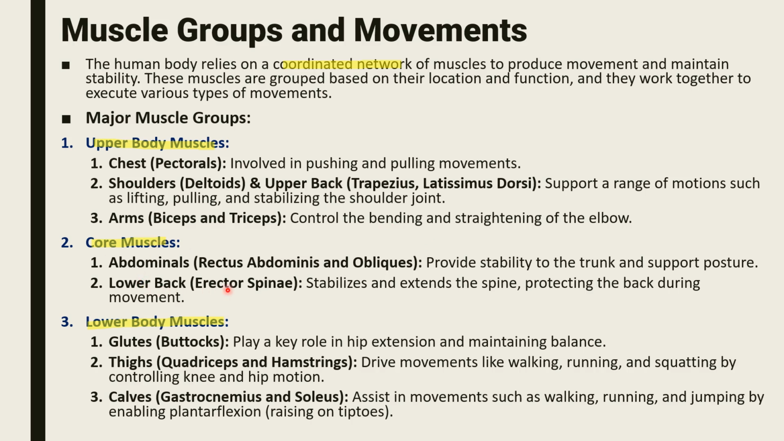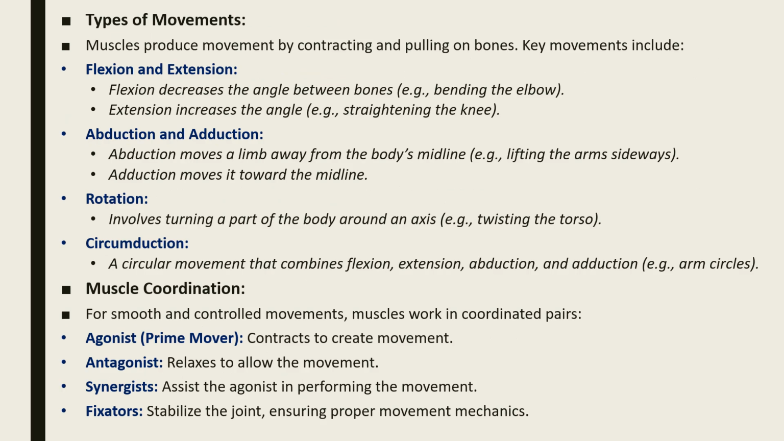The core muscles, abdominals, rectus abdominis, and obliques, provide stability to the trunk, and the lower back muscles stabilize and extend the spine, protecting the back during movement. Lower body muscles like the gluteus play a crucial role in hip extension, while the calves assist in movements such as walking, running, and jumping by enabling plantar flexion, raising on tiptoes.